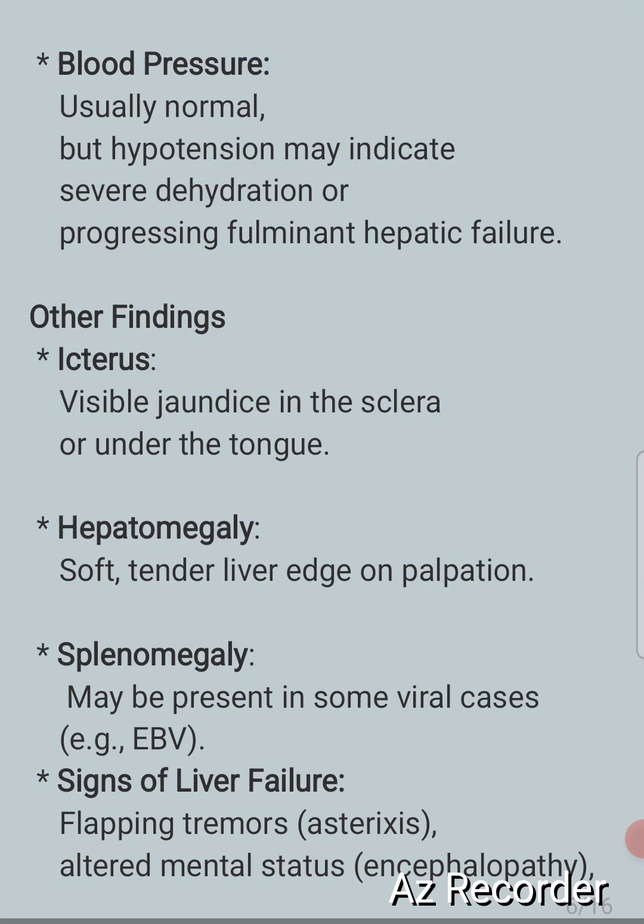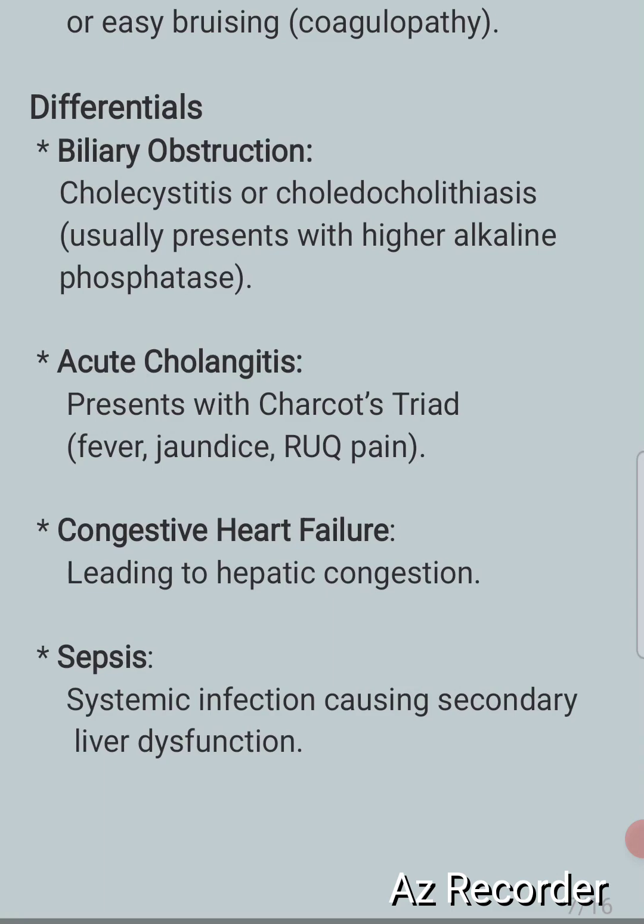Hepatomegaly, the liver is soft with a tender liver edge on palpation. Splenomegaly may be present in some viral cases such as EBV. Signs of liver failure, you must check for them: flapping tremors, asterixis, altered mental status, encephalopathy, or easy bruising, coagulopathy. The other differentials that can be considered are biliary obstruction, cholecystitis, or choledocholithiasis, usually presenting with higher alkaline phosphatase.